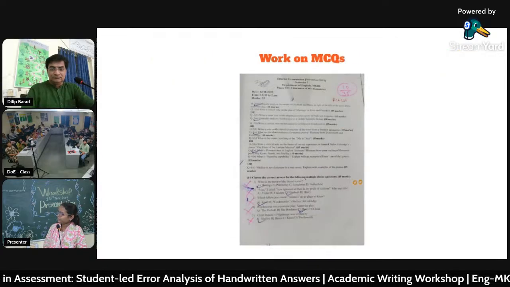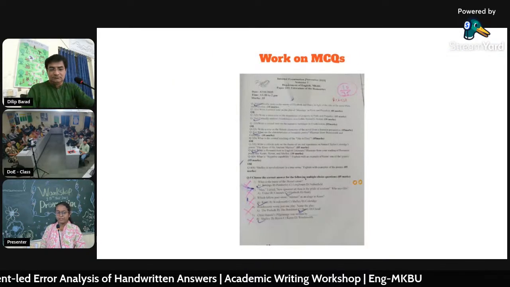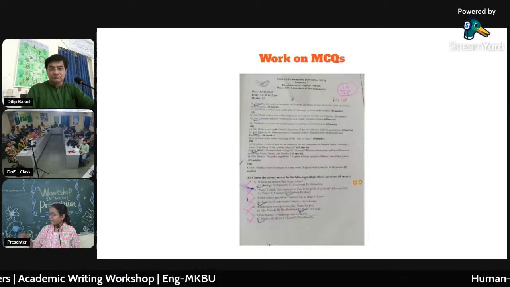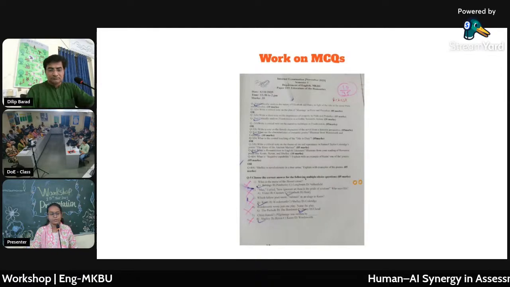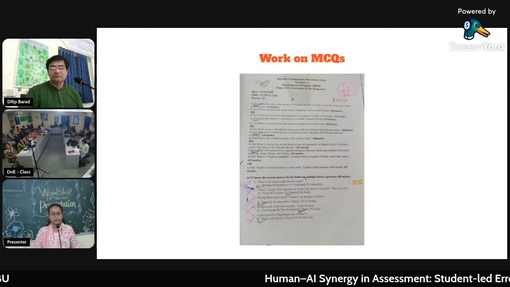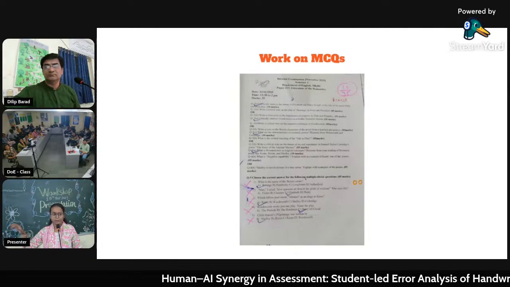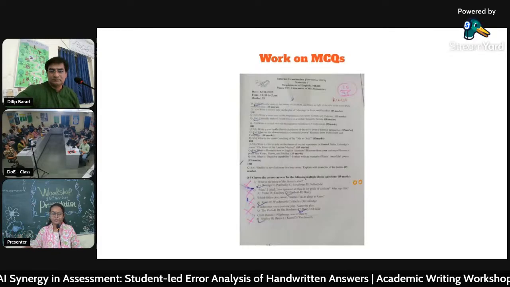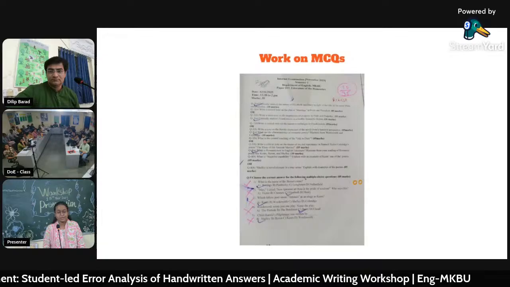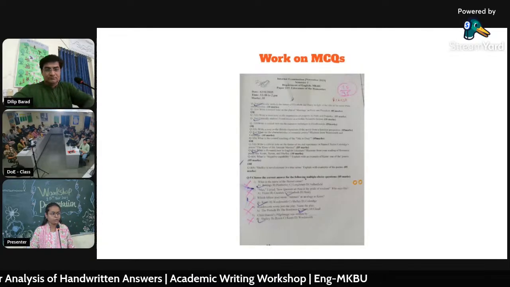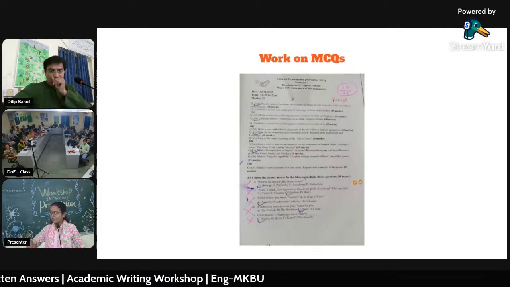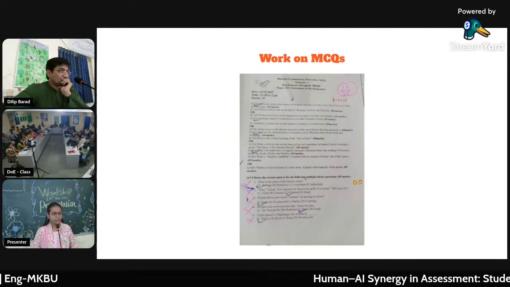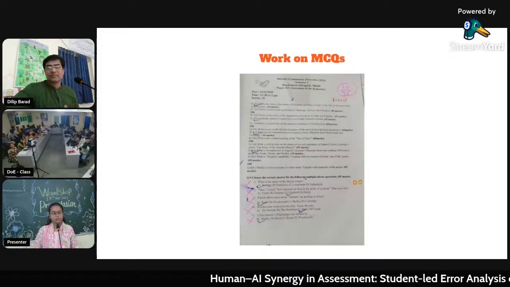Another very major point is the work on MCQs. In that paper you can find that all 5 MCQs were wrong. From question number 5 you can score more marks. If you are making these kinds of silly mistakes, then you cannot get a good score in your university exam. So just read all the MCQs, revise all the material, and then you can score well in your university exam.